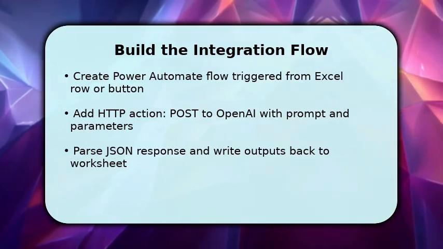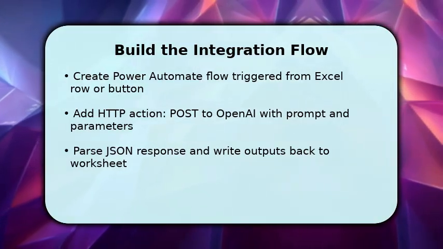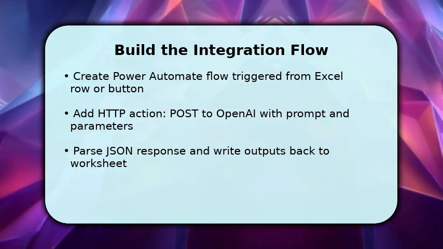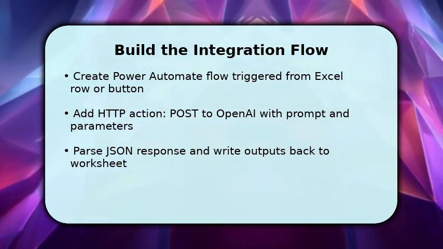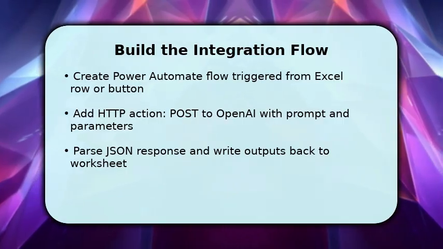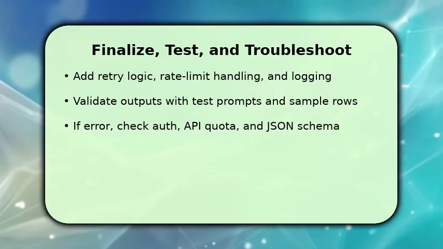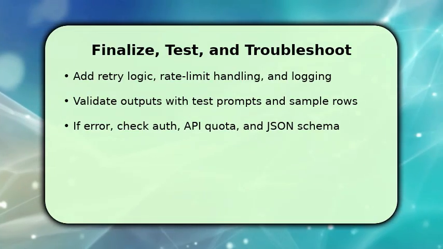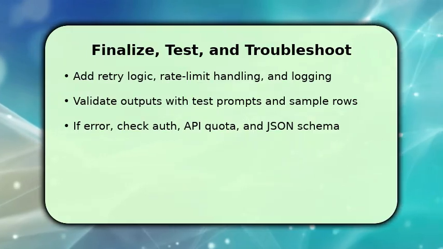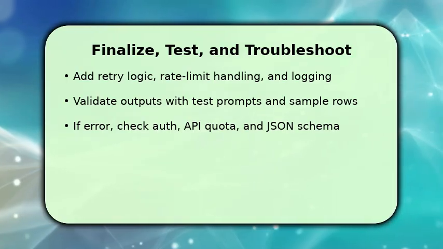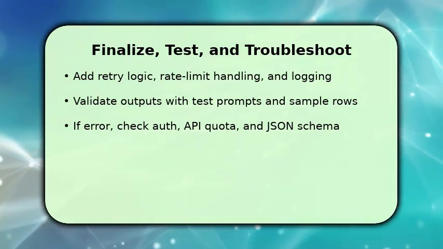Once you receive the JSON, parse the response and use an Office script or Excel connector actions to write the AI text back into specific cells, preserving formatting. Finish by validating and hardening the automation. Add error handling, retries for transient failures, rate limit backoff, and a log worksheet for responses and timestamps. Test thoroughly with varied prompts and sample rows to confirm token usage and output structure.